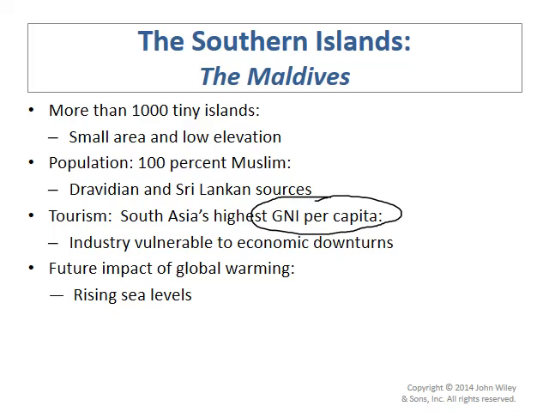The problem is that it is vulnerable to economic downturns. When the world economy starts to decline and people don't have disposable income to take vacations, then the Maldives would be hit significantly. Similarly, Maldives is frequently mentioned in terms of global warming because most of the island is at a highest elevation of about 2 meters. So additional sea level rise in the Indian Ocean will essentially swamp the Maldives.